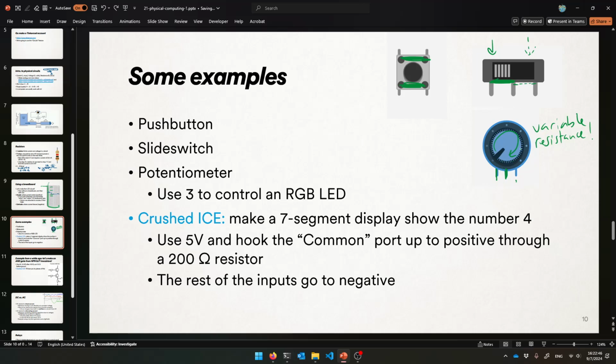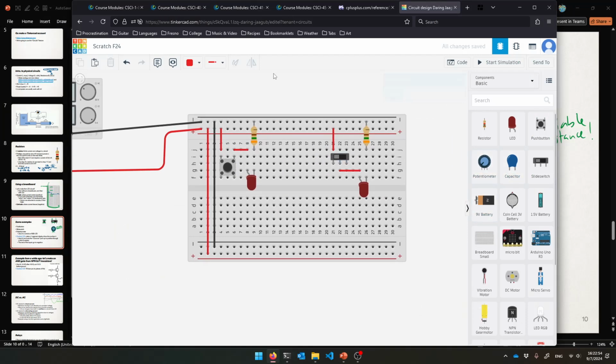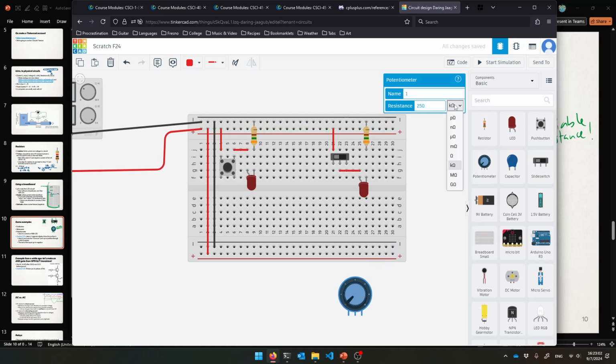Okay? So usually you just hook into two of the three. Always the middle is included. Let me show that to you, to make our light dim. We'll get a variable resistance going on here. How much do I want to use of my potentiometer? Let's say it can go up to a maximum of 1,000 ohms, or 1 kilo ohm.